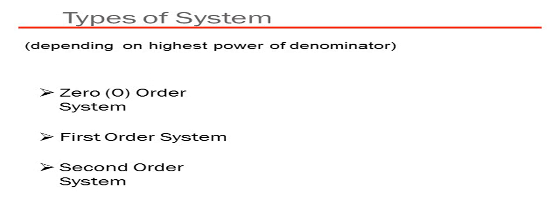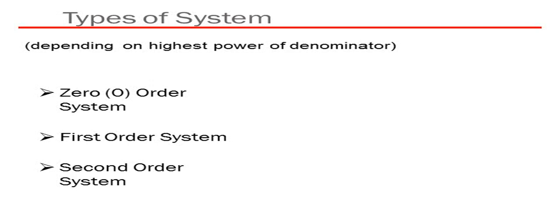Now, types of system. We can determine the type of system depending on the highest power of the denominator. Recently we have seen how to calculate the highest power of the denominator, by simply expanding the terms to get the highest power. If s has the power 0, then it is called a zero order system.